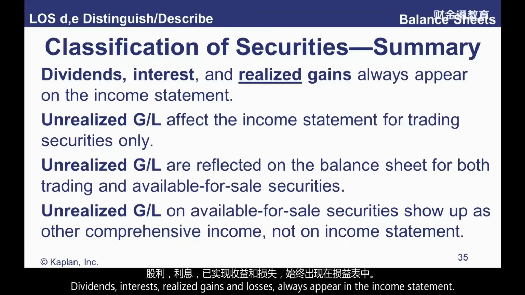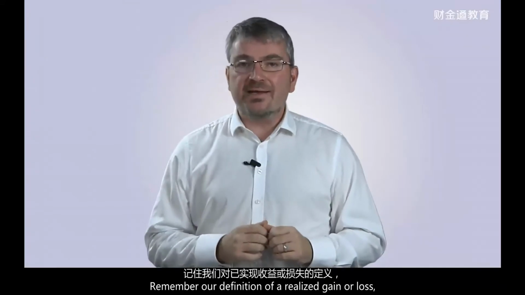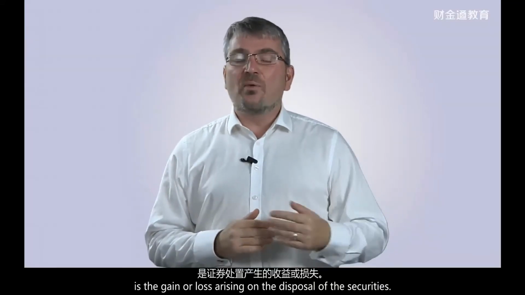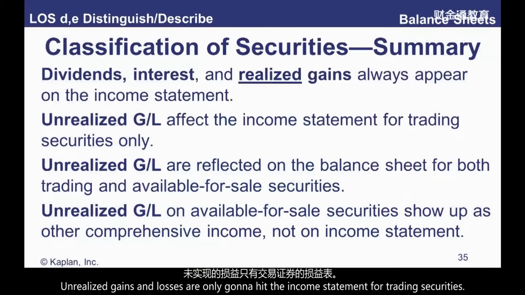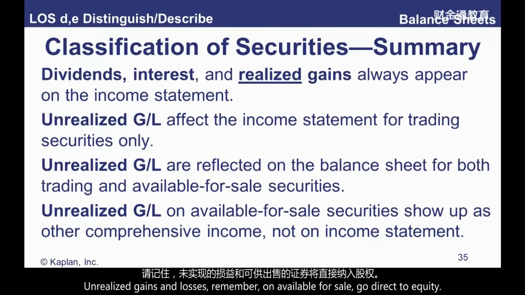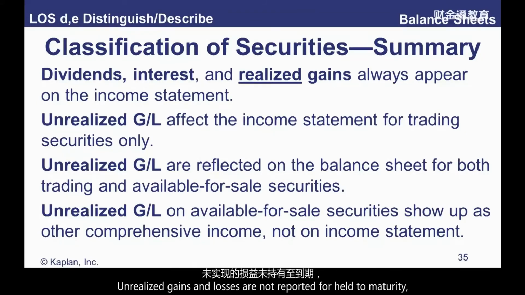So let's have a look at our summary here. Dividends, interest, realized gains and losses always appear in the income statement. Remember, our definition of a realized gain or loss is the gain or loss arising on the disposal of the securities. Unrealized gains and losses are only going to hit the income statement for trading securities. Unrealized gains and losses, remember, under available for sale go direct to equity, and unrealized gains and losses are not reported for held to maturity because we don't make any fair market value adjustments.